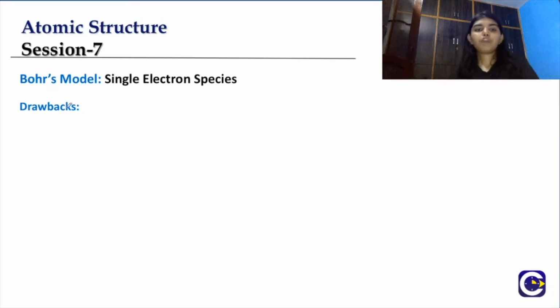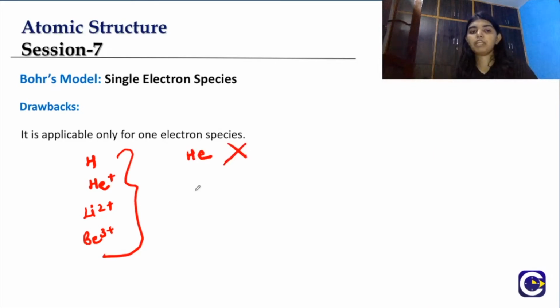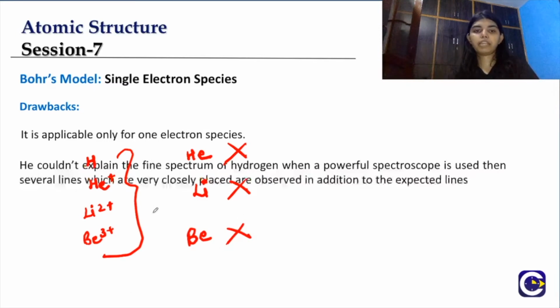Now coming on to the drawbacks of the Bohr's model. First drawback is that it is applicable for only one electron species, right? The species which are having more than one electron, it is not applicable to them. So if you take hydrogen, 1 electron, helium plus 1 electron, lithium 2 plus 1 electron, beryllium 3 plus 1 electron, it is applicable to these species. But if you consider helium which has 2 electrons, it is not applicable to helium. If you take lithium, it is having 3 electrons, it is not applicable to lithium. If you are taking beryllium, it is having 4 electrons, it is not applicable to beryllium, right?